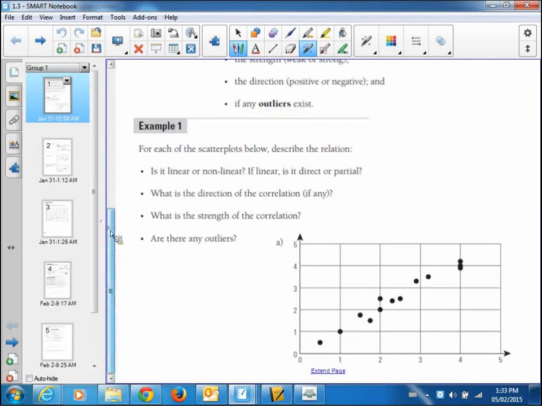So for example here, for each of the scatter plots below, and there are some on the other page, describe the relation. Now let's take a look here. With this ruler, you don't ever go dot to dot. Don't do this. Go like here, here, here, here. That would be the wrong thing to do. It's very misleading, okay?